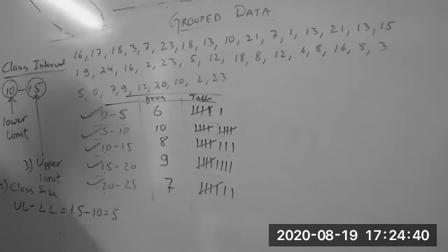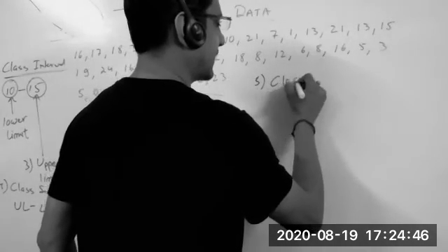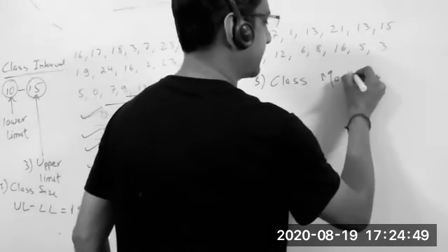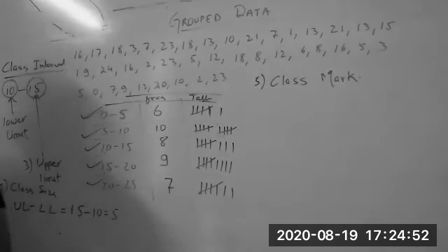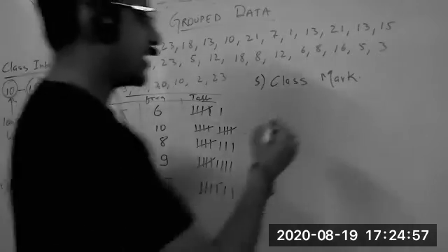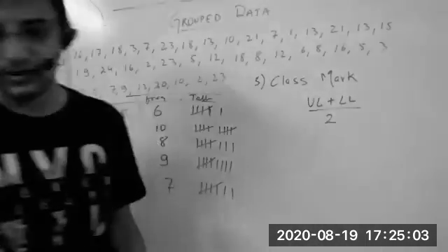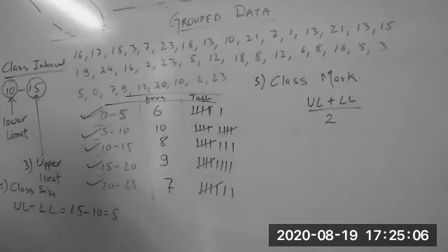Now this was the fourth terminology. Now the fifth is class mark. What is class mark? Class mark is upper limit plus lower limit by 2. So my request is, first write it down, understand it, and tell me whether you have any doubt or not.